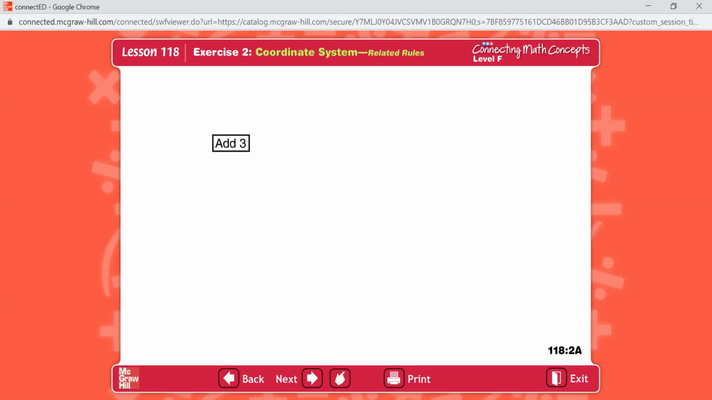Now we're switching to coordinate systems. We're going to make a line on the coordinate system for 2 rules. Here's the first rule. Add 3. Say the first rule. Add 3.